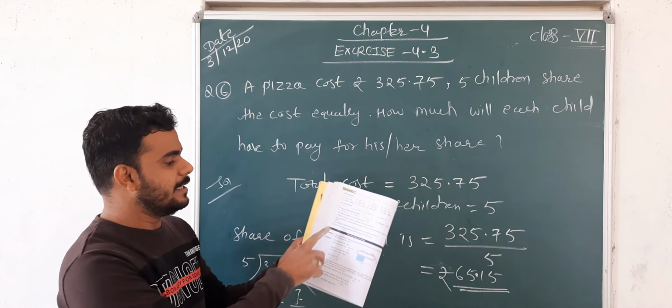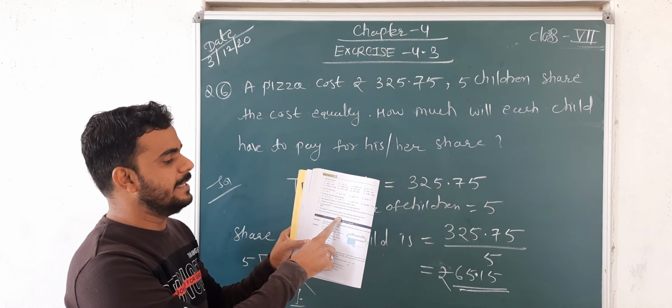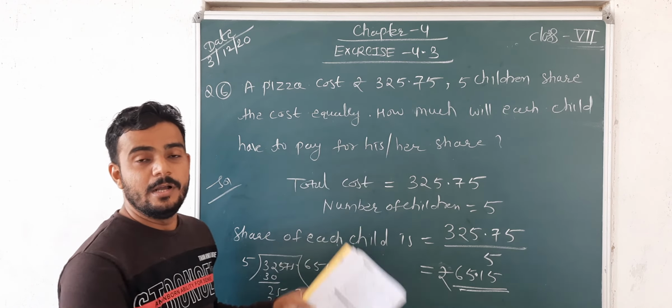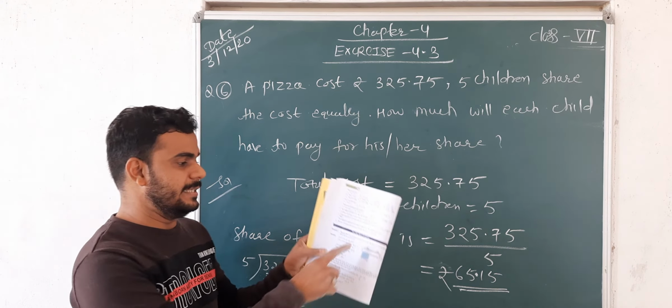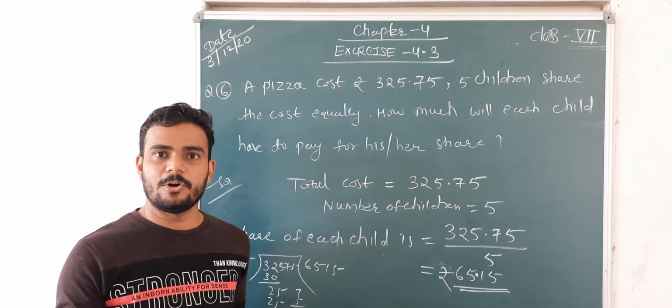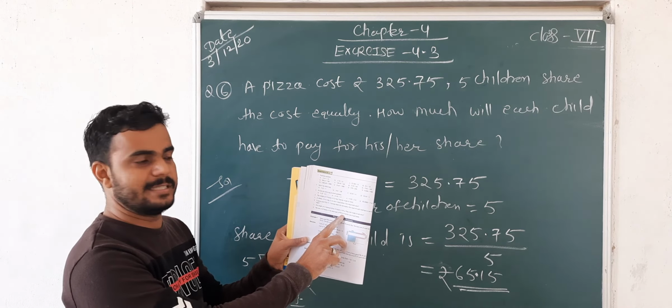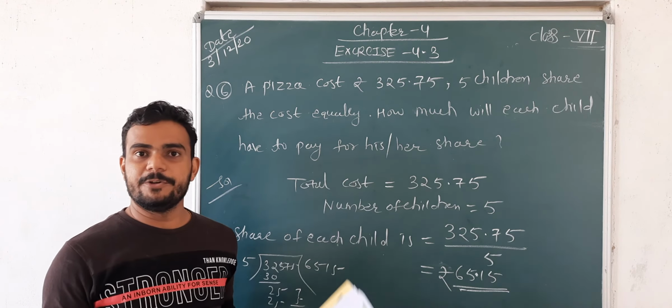Okay, so next, the 8th also: the cost of 26 bottles is 783.60. 26 बॉटल की जो कॉस्ट है वो कितनी है 783.60. Find the cost of each bottle. Each bottle means you have to divide again. Then 783.60 divided by 26, then you get your answer.